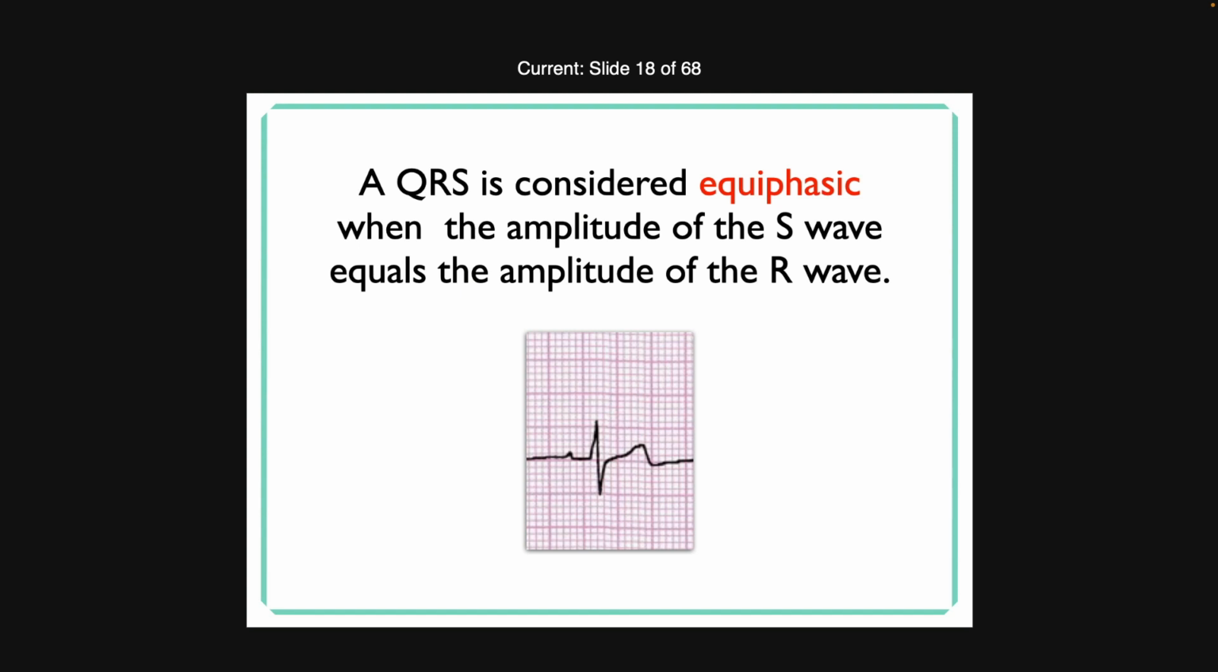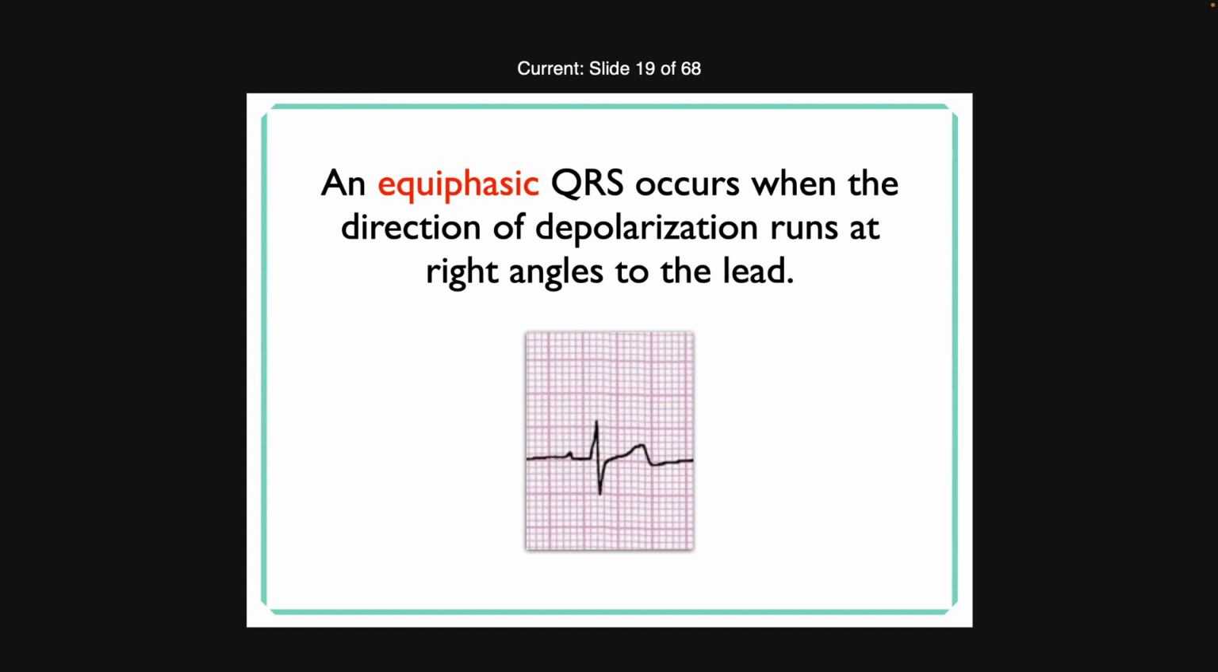It's really rare to have a truly equiphasic. And by the way, we measure from the isoelectric line. ST elevation and depression are irrelevant in this. So what does an equiphasic QRS mean? It occurs when the direction of depolarization runs at right angles to the lead.